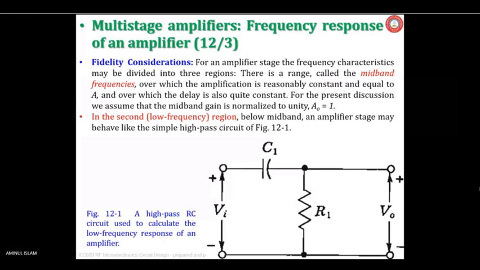Input signal VI is applied and it goes through the capacitance C1 towards output VO, and one resistance R1 is there. At low frequency, C1 is going to give you a high resistance. XC will be 1 upon what? XC equals 1 upon 2πfC. That equation you know. So if frequency is 0, what will be the XC, the capacitive reactance? It is infinite. So basically the input signal will not be able to reach the output terminal. So it is going to block.